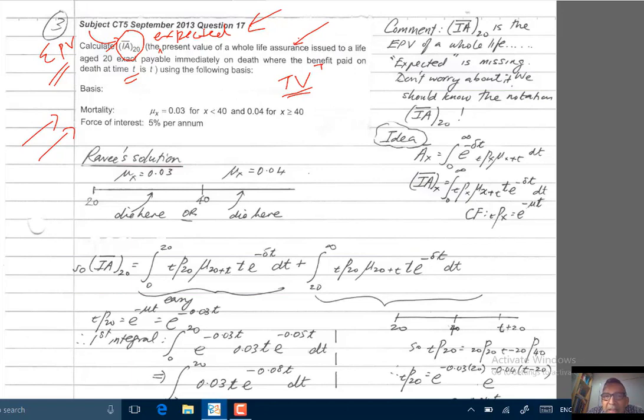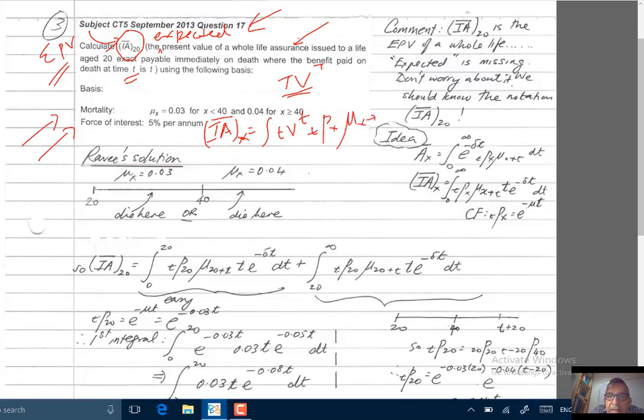and we are looking for the expected value, so you need to multiply that by a PDF. So we can write IA bar with an x as equals to the integral of t v^t, and the PDF of t will be tpx mu x plus t dt, going from 0 to infinity. So this is the formula that we'll be using, and that's what you see written here. This is a solution I prepared for my class.